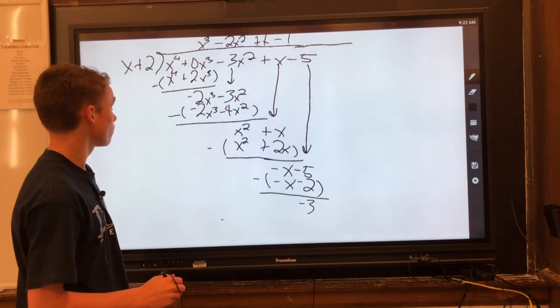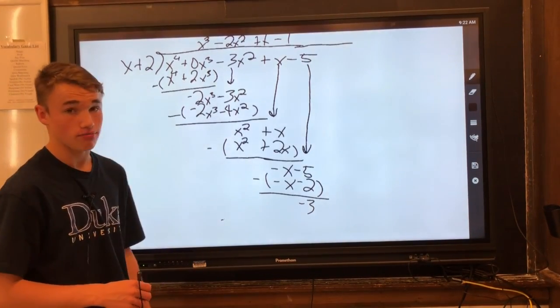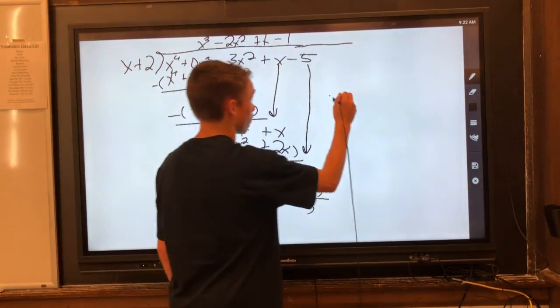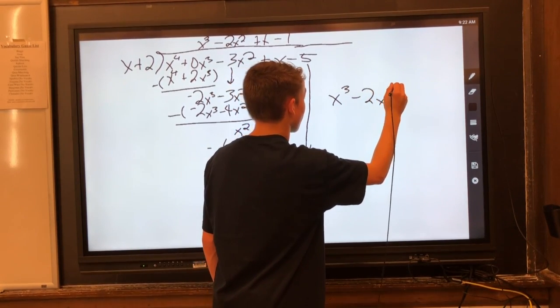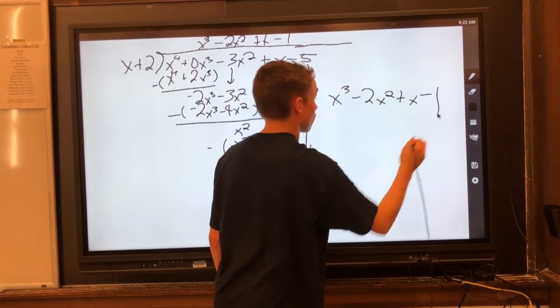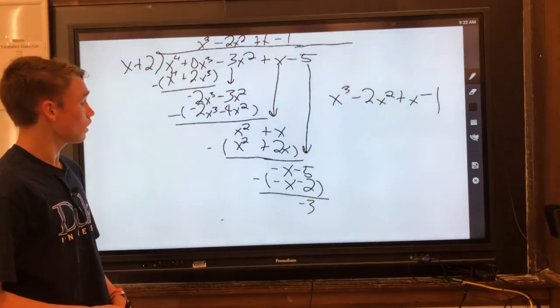And your final answer here, to x to the 4th minus 3x squared plus x minus 5 divided by x plus 2 is equal to x cubed minus 2x squared plus x minus 1. And there you have it. Long division.